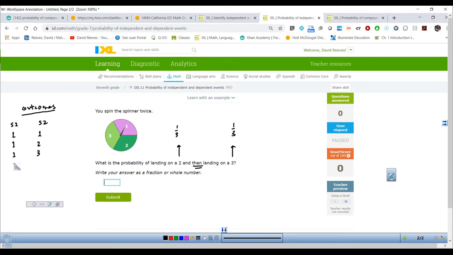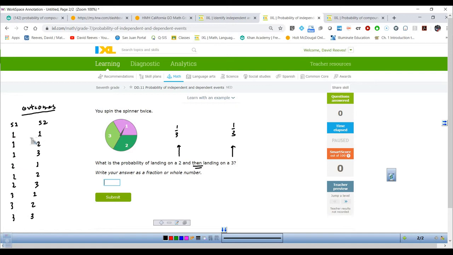Well, what about if we didn't spin a 1 the first time? What about if we spun a 2? Then we could get a 1, or we could get a 2, or we could get a 3. And finally, if we spun a 3 the first time, we could get a 1 the second time, we could get a 2 the second time, or we can get a 3 the second time.